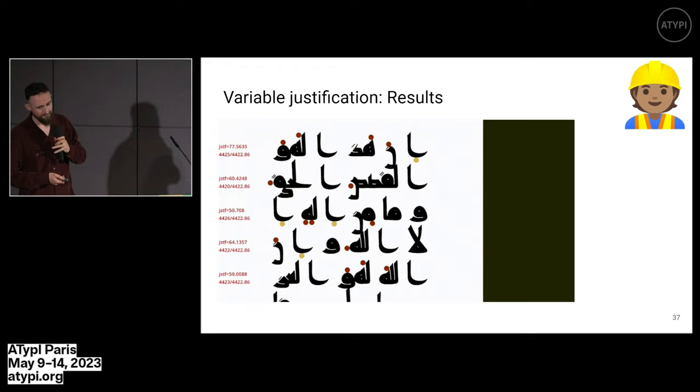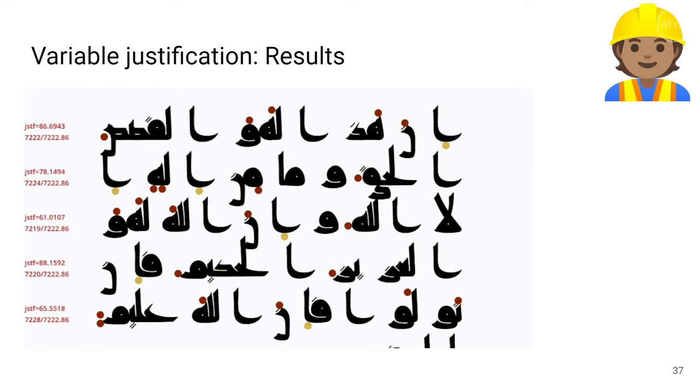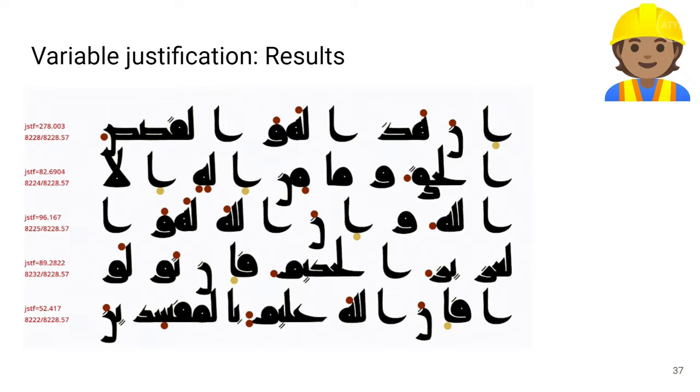So you can see certain glyphs are being stretched to provide a full justification. This is a modification of the Ruck text font by Khalid Hosni.